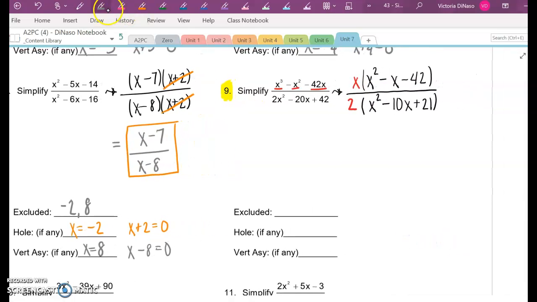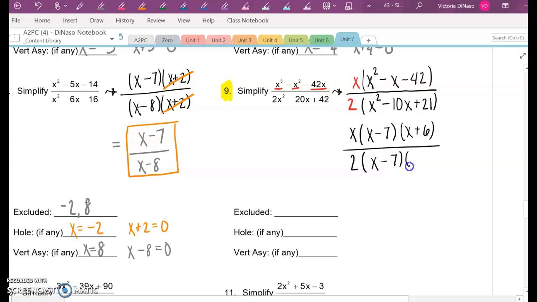Now we can go ahead and continue factoring. So we keep that x on the outside in the numerator. And two numbers that multiply to negative 42 and combine to negative 1 are negative 7 and positive 6. In my denominator, leave the 2. Two numbers that multiply to positive 21 and combine to negative 10 are negative 7 and negative 3. From here, I can go ahead and cancel out x minus 7 and x minus 7.